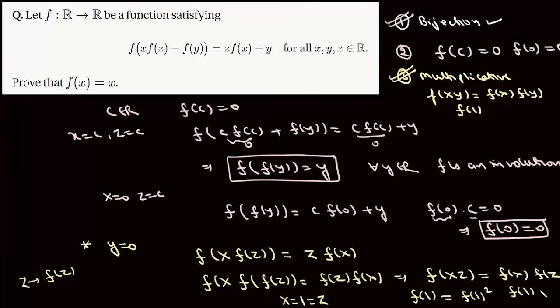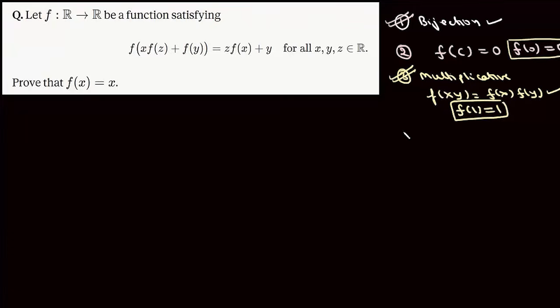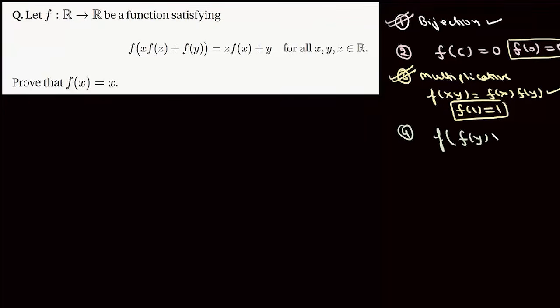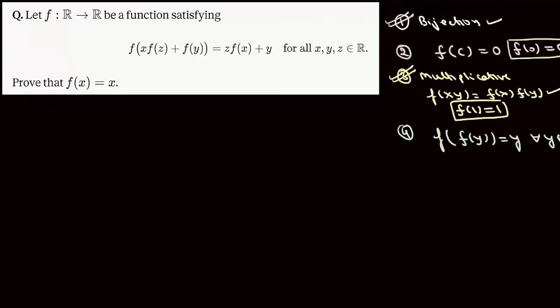So either f(1) is 0 or f(1) is 1. But since f(0) is 0 and f is a 1-1 function, f(1) cannot be 0. So the only option that we have here is f(1) equals 1. So we get this condition that f(1) is equal to 1. And we also have f(f(y)) is y for all y belongs to R. Now, fifth is, we'll try and prove f is additive.